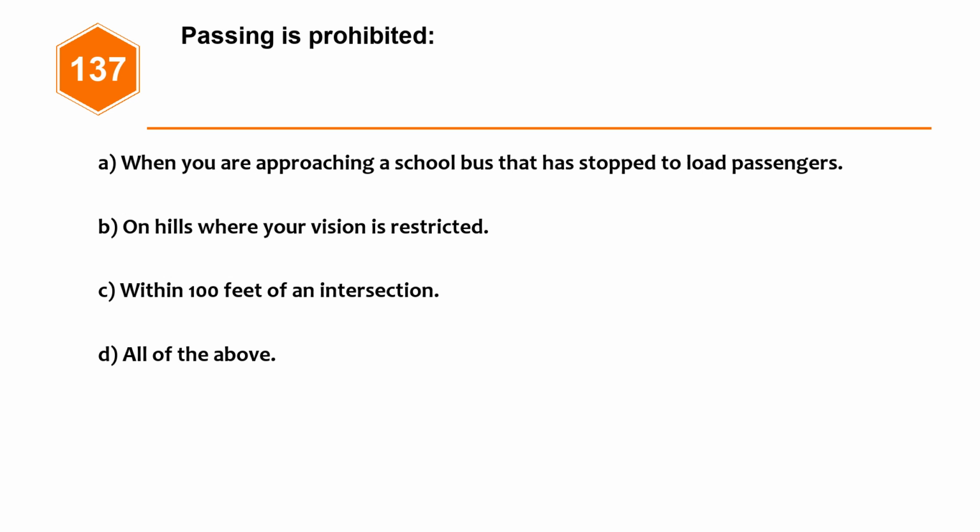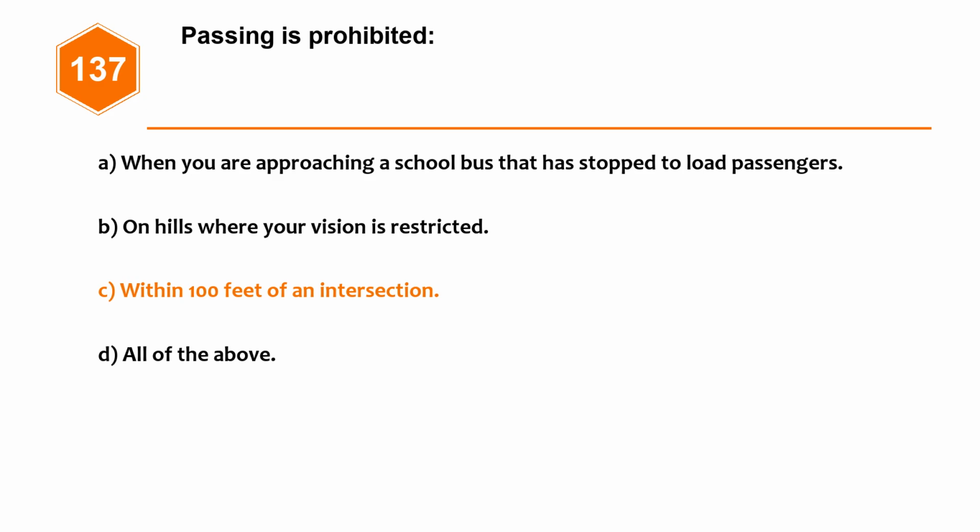Question 137. Passing is prohibited. Option A. When you are approaching a school bus that is stopped to load passengers. Option B. On hills where your vision is restricted. Option C. Within 100 feet of an intersection. Option D. All of the above.